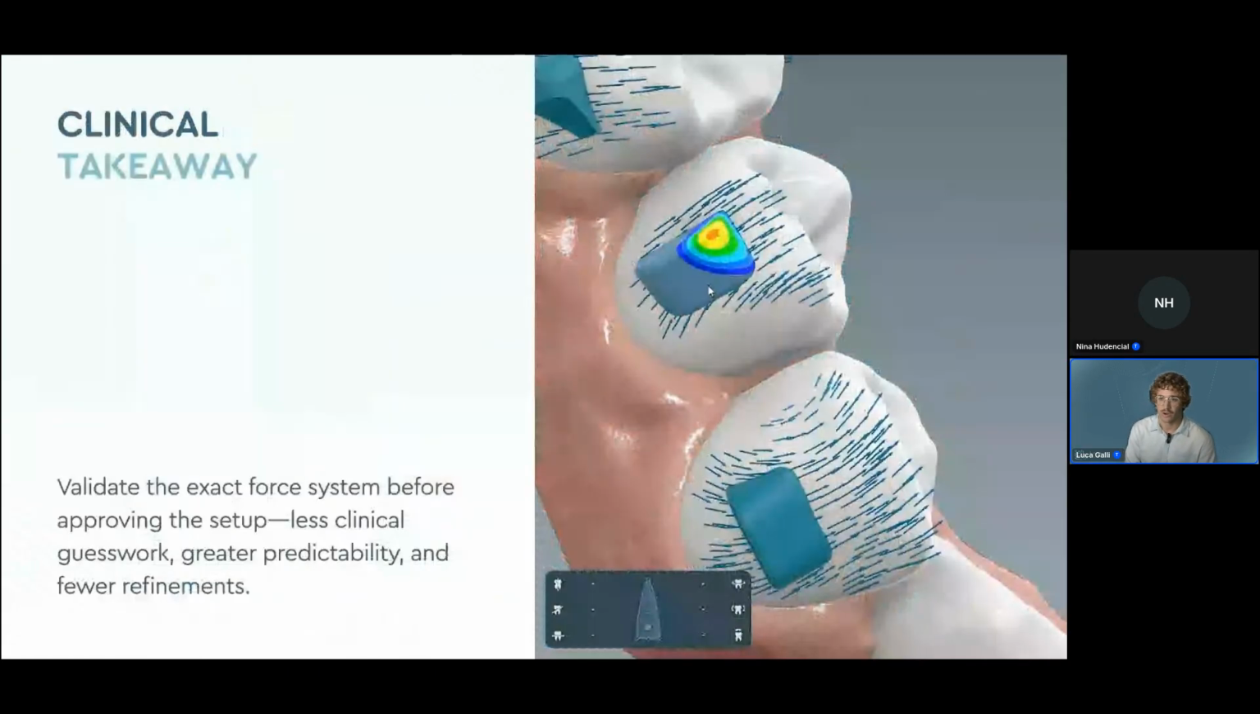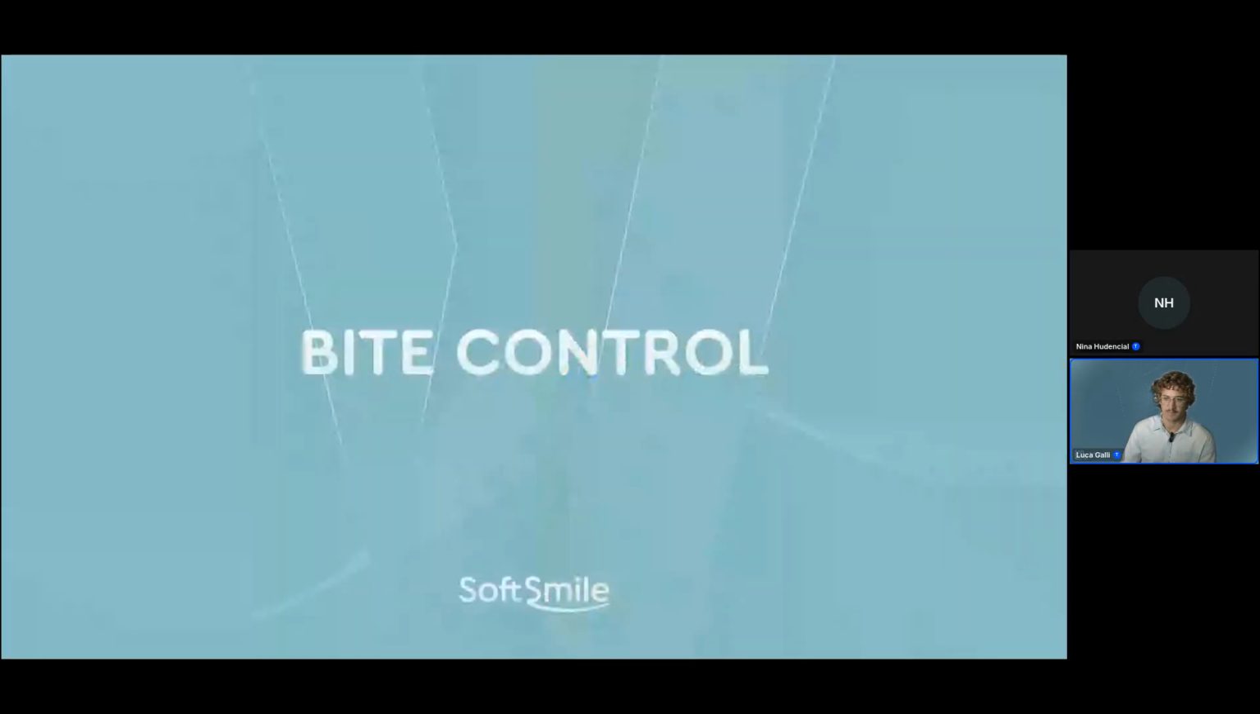So the takeaway from this, I think, is pretty clear. This approach reduces clinical guesswork. When the attachment placement is guided by the force vectors, you're much more likely to end up with a force system that matches what you're trying to express. And clinically, that translates into better tracking and fewer refinements, especially in teeth with high demand movements like rotation or vertical control, as in this case.